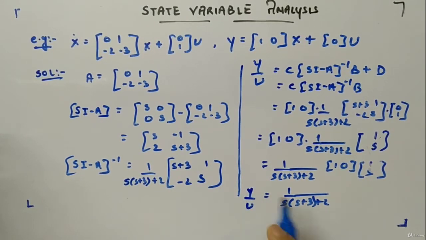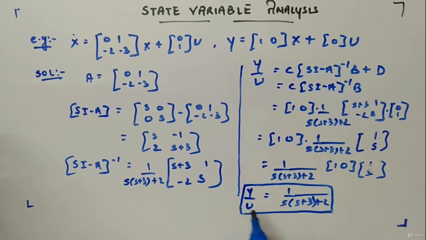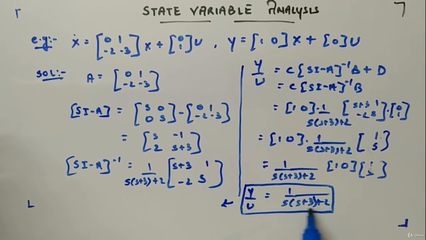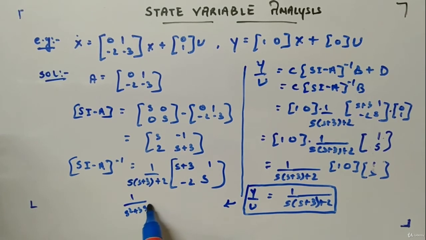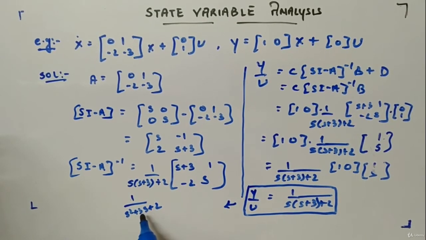And it is a closed loop transfer function. It is considering all the feedbacks and everything. It is not an open loop transfer function. And one more thing you can do here: if you open this up, 1 upon s square plus 3s plus 2, so you can see it's a second order system.